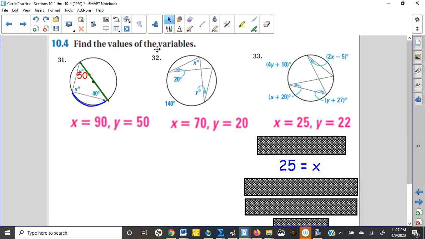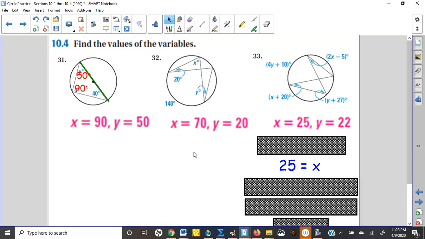But I think the easier way of doing it is to use theorem 10.8, which says that if you have a diameter, any angle inscribed within that diameter has to be 90, right? Because half of 180 over here is 90. And then in the triangle, you subtract 90 and the 40, boom, you're done. But there's a couple ways of doing that.